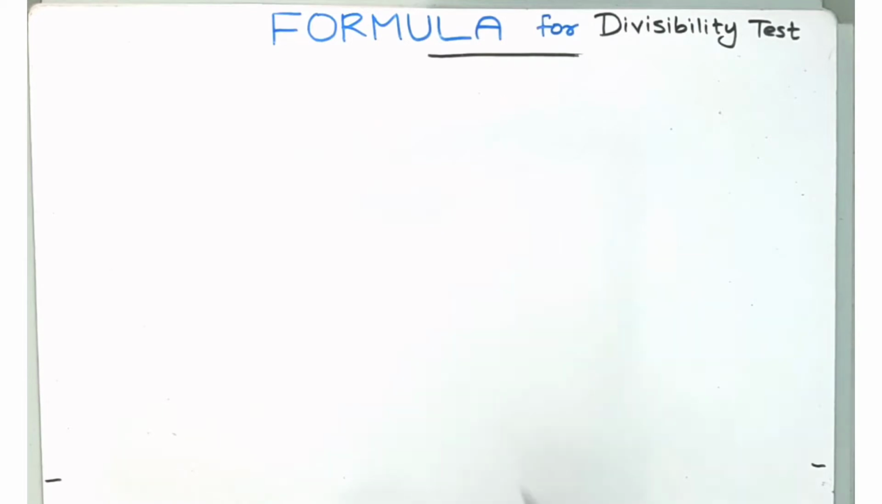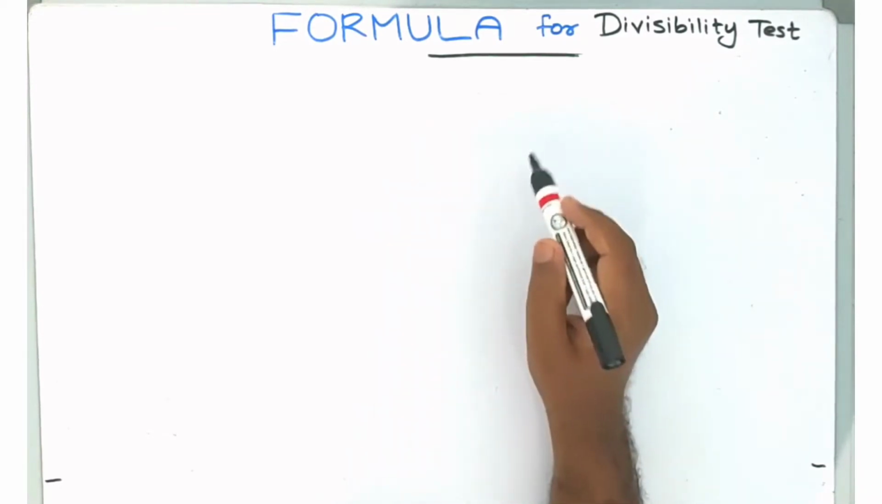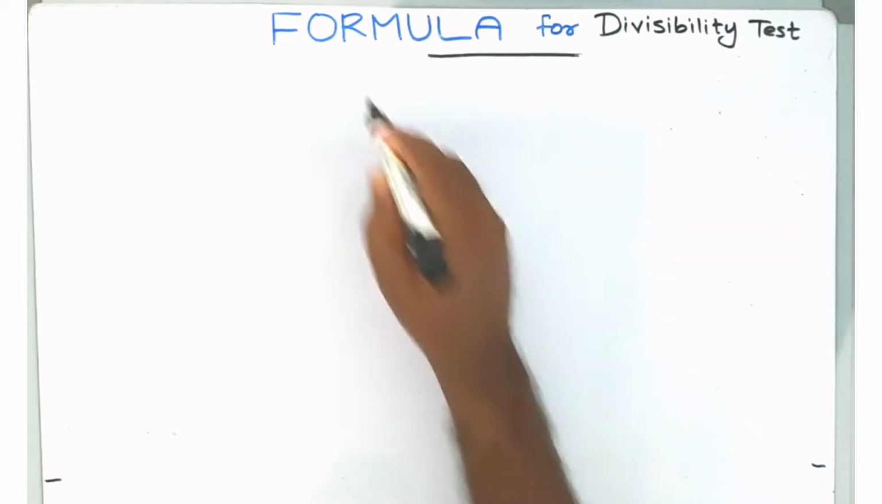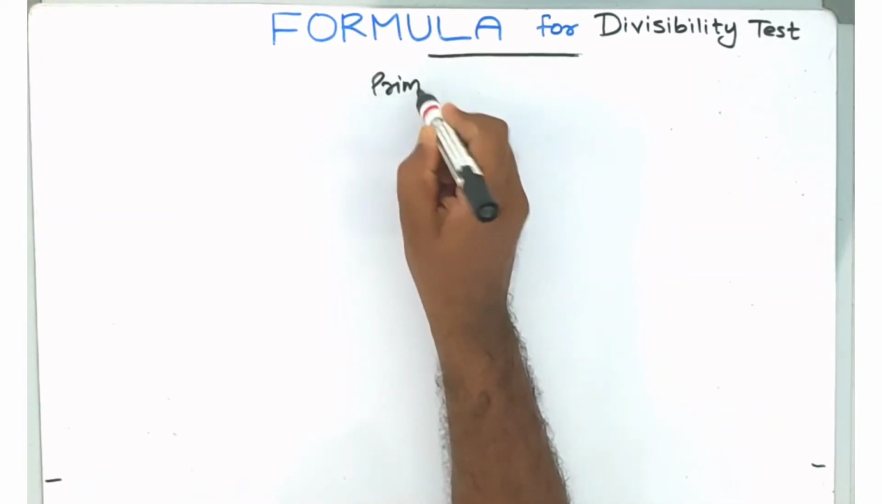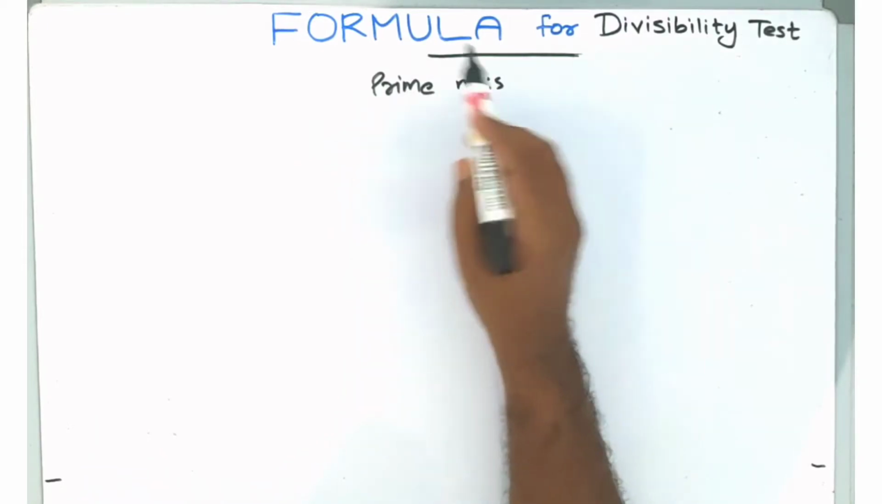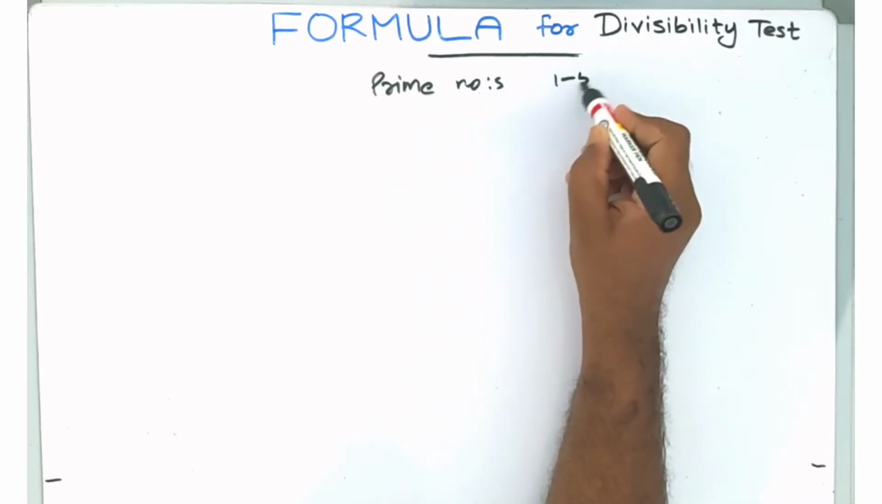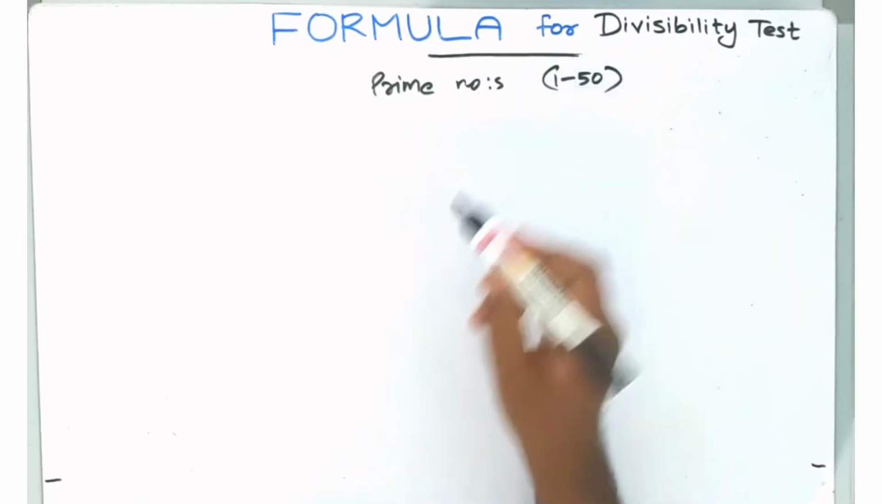In this video we are discussing the formula for divisibility tests. We all know how to check whether a number is divisible by a composite number. It's too easy. But when it comes to prime numbers, there is some sort of difficulty. So in this video we are discussing the formula for divisibility tests, especially for prime numbers between 1 and 50.